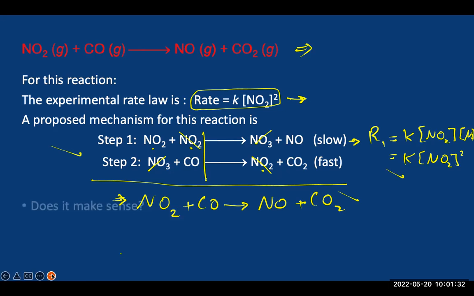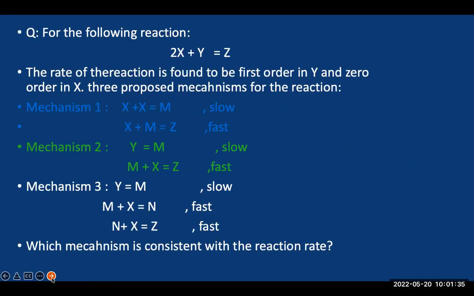Okay, let's see another one. We have a long one here. Okay, we have the overall reaction. This is the overall reaction: 2X plus Y equals Z. And we have three proposed mechanisms.